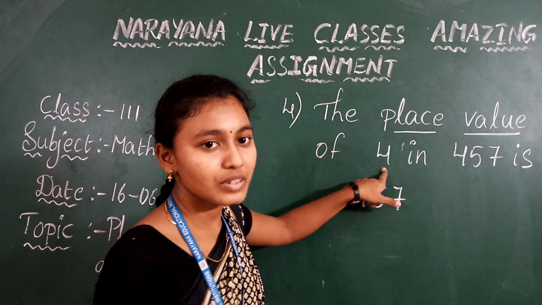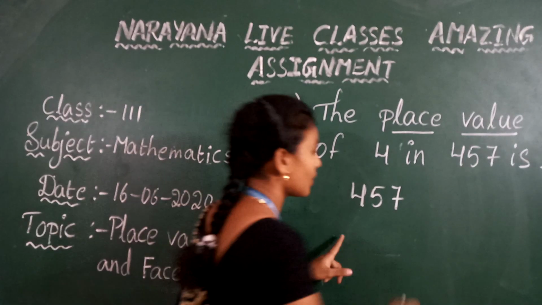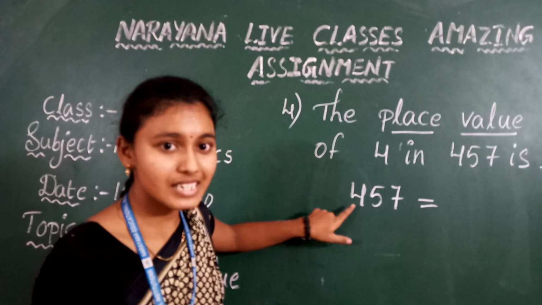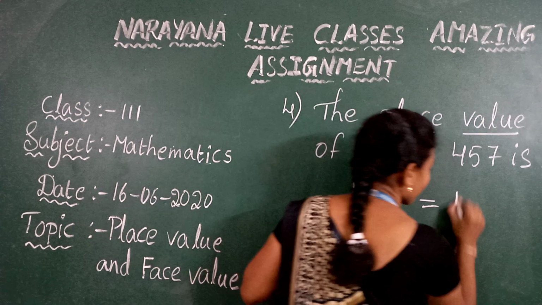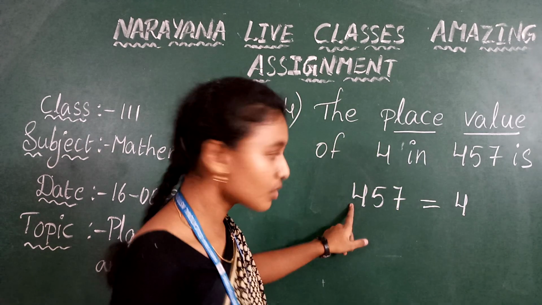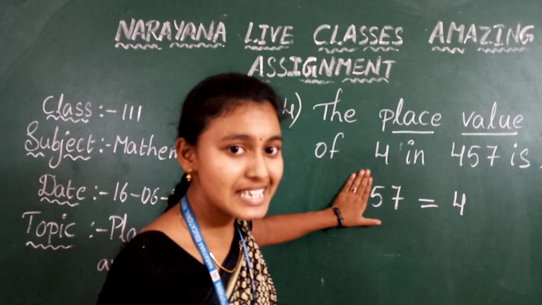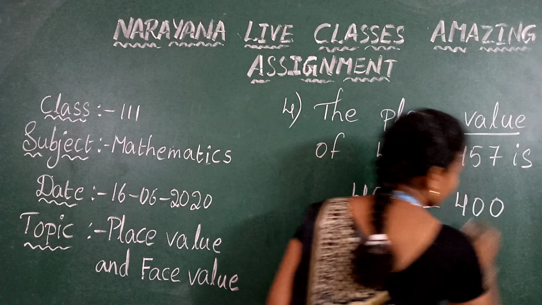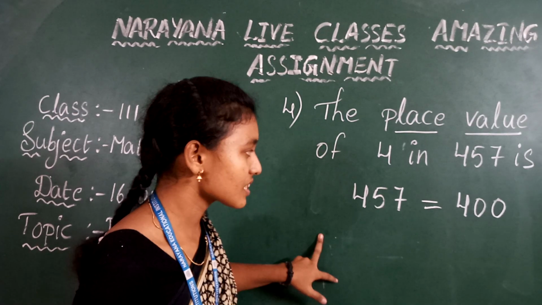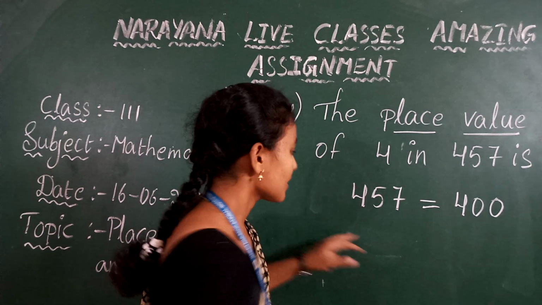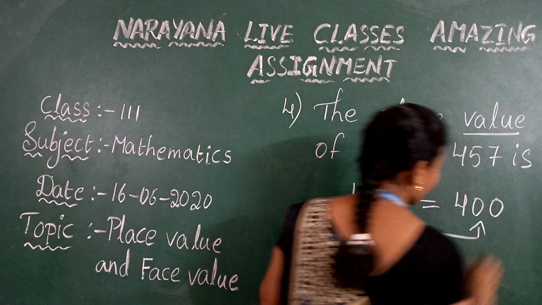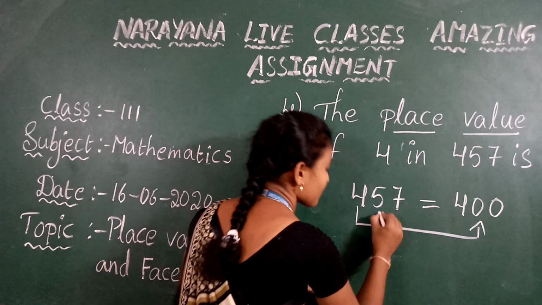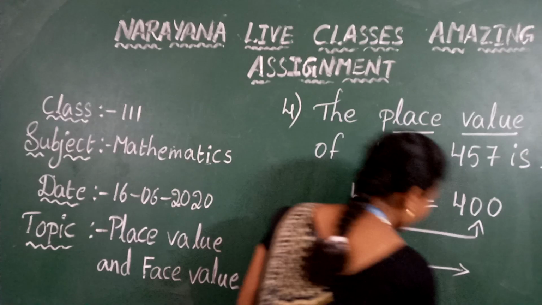So here we have to find out the place value of 4. First, the first digit is 4. So write first 4. Now close 4. So now how many digits are remaining? 2 digits are remaining, right? So write 2 zeros. This is the place value of 4. 400 is the place value of 4.